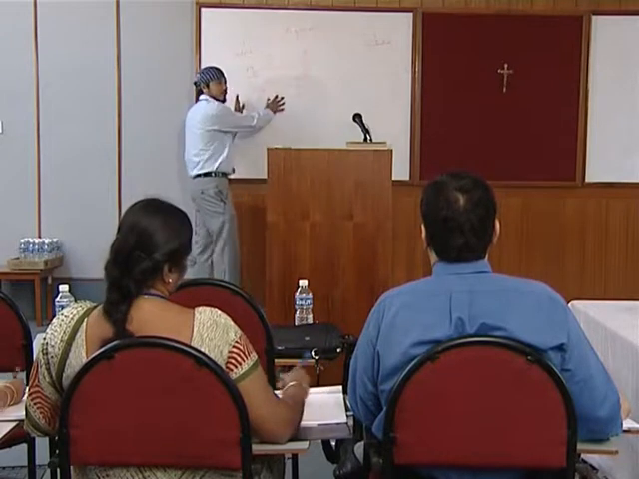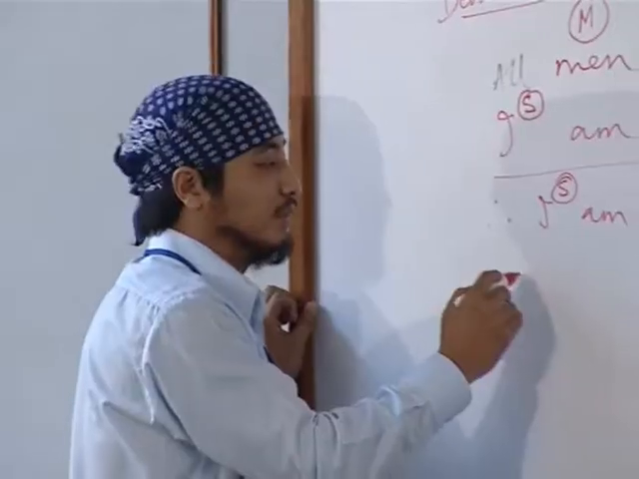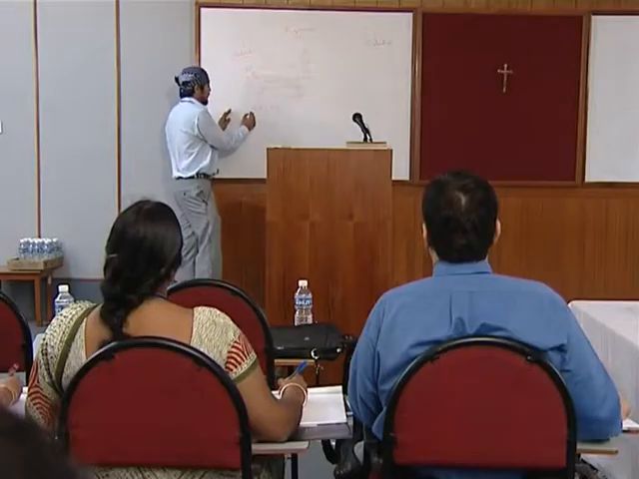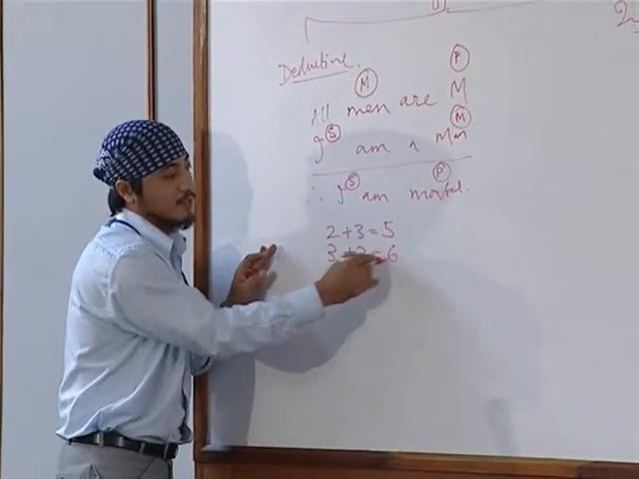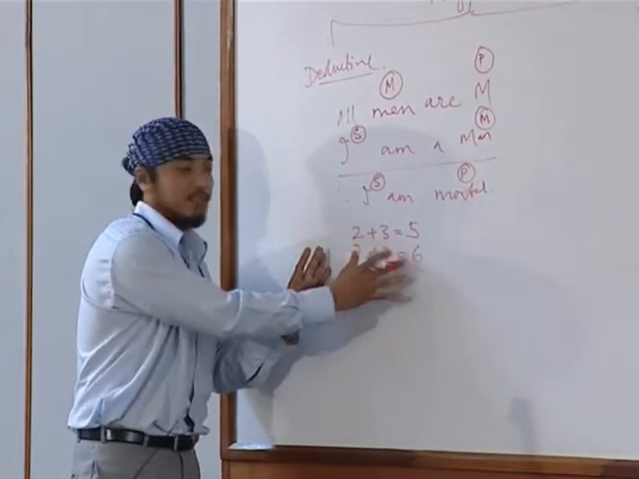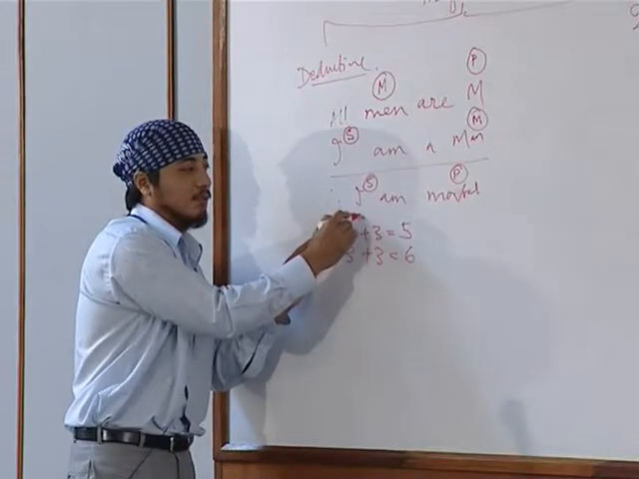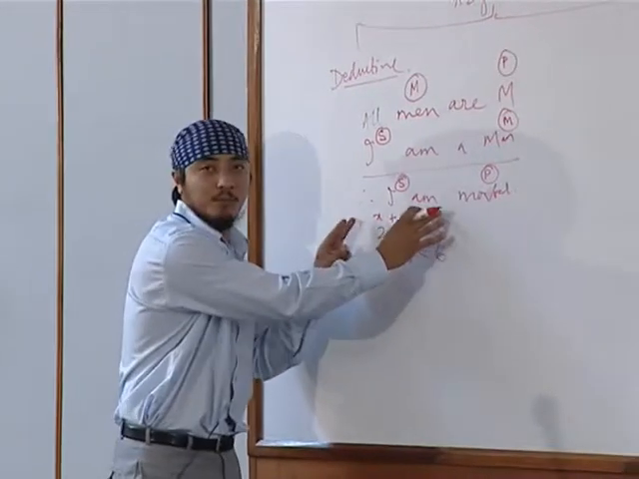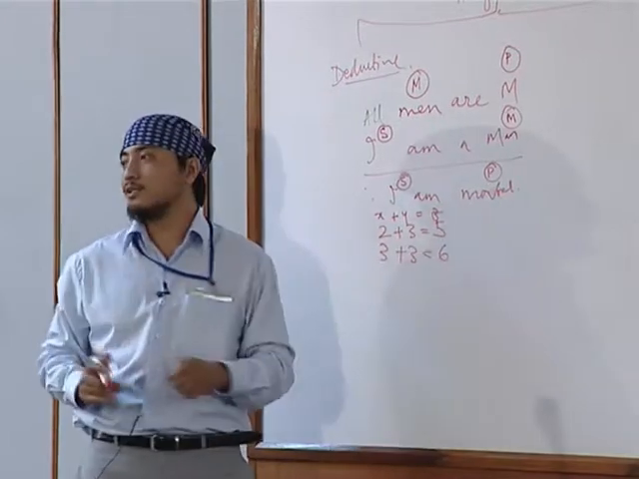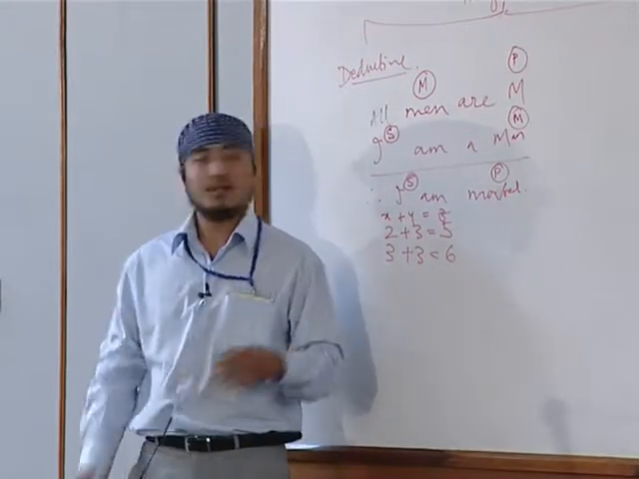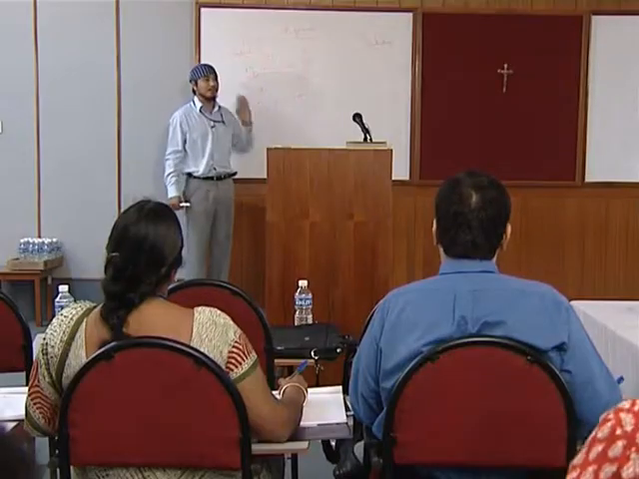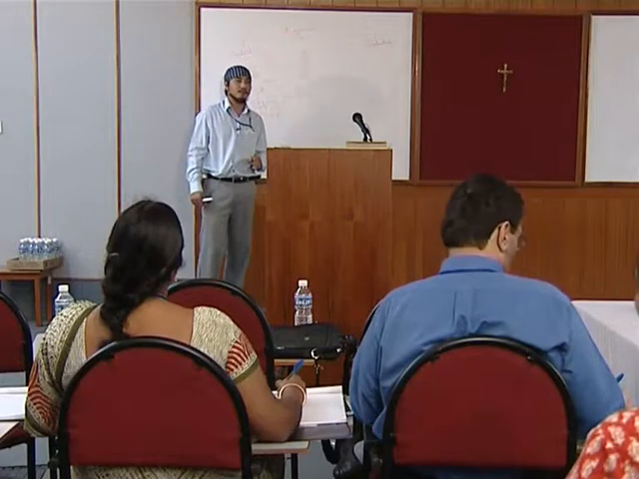To give you an example to understand this, take for example these additions. 2 plus 3 is equal to 5, yeah? 3 plus 3 is equal to 6. Now what I can do from this is I can substitute these constants with variables, say x plus y is equal to z. Now this is what is common to all of these addition sums. In other words, all deductive arguments will have this form of MP, SM, SP. Is this clear?